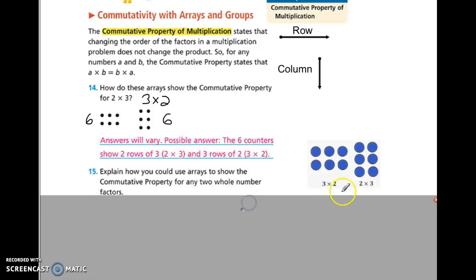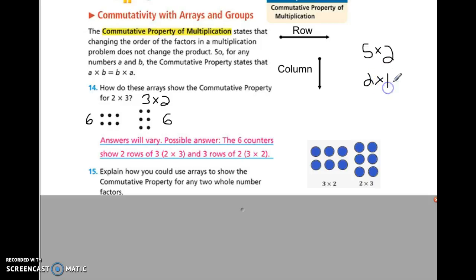Okay, so if I look at my example here, I can have 3 times 2 is the same as 2 times 3. 5 times 2 is going to be exactly the same if I did 2 times 5, right? It won't matter. I'm going to get 10 in both directions.